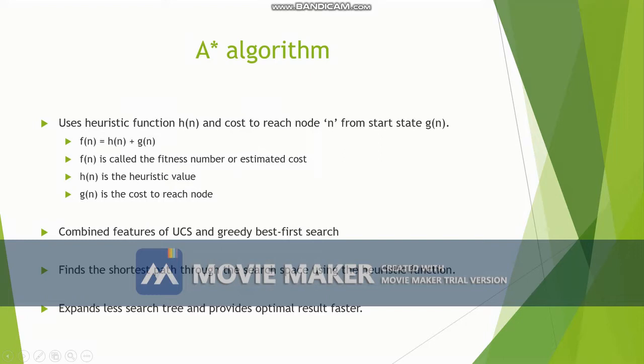It finds the shortest path through the search space using the heuristic function, that is h(n). It expands less of the search tree and provides the optimal result faster. So among all the informed search algorithms, the A* algorithm is considered to be one of the best.